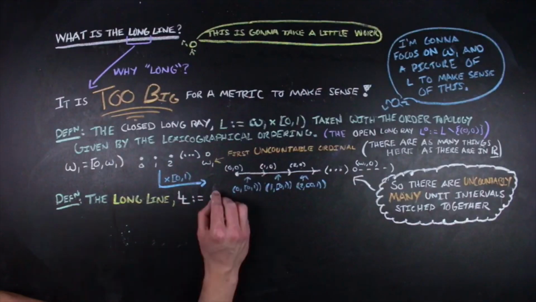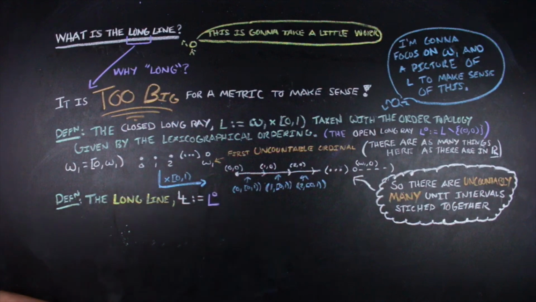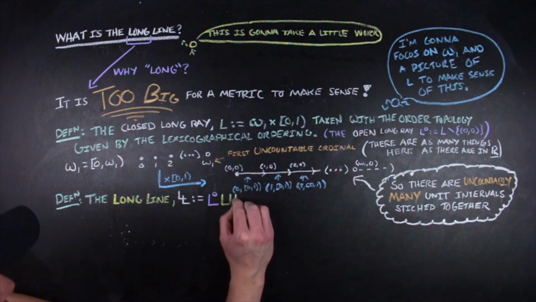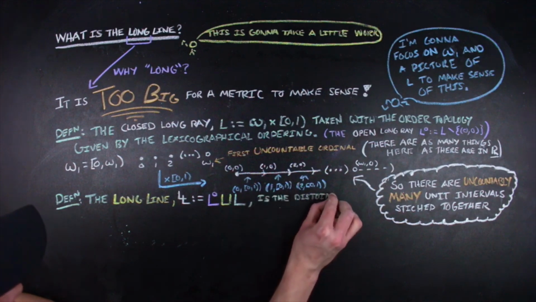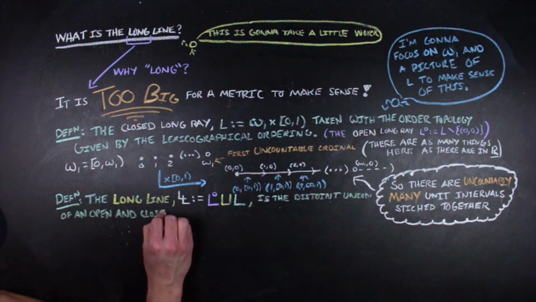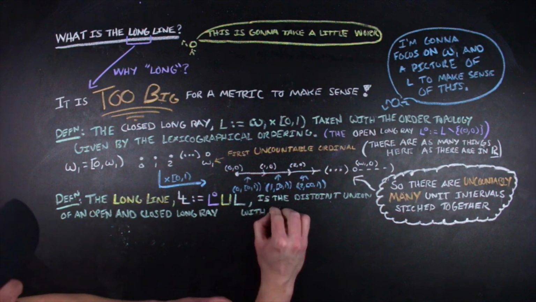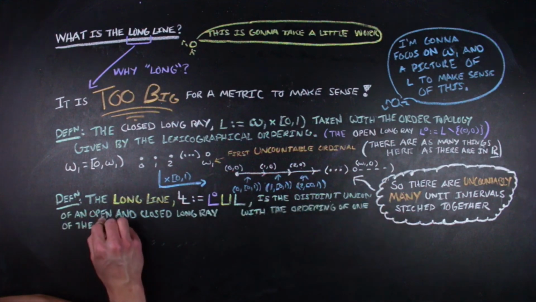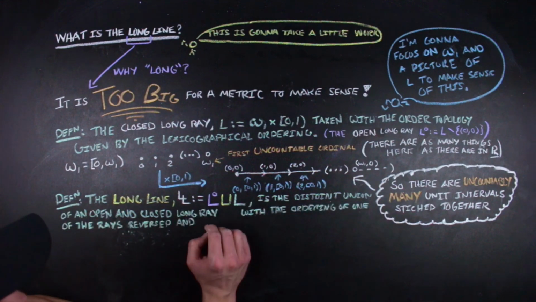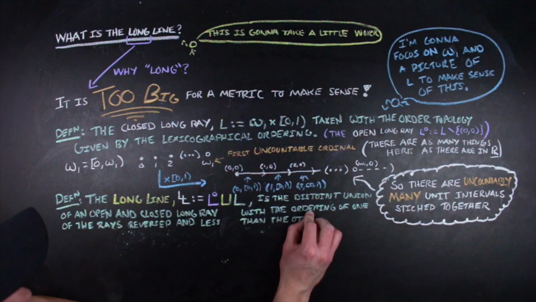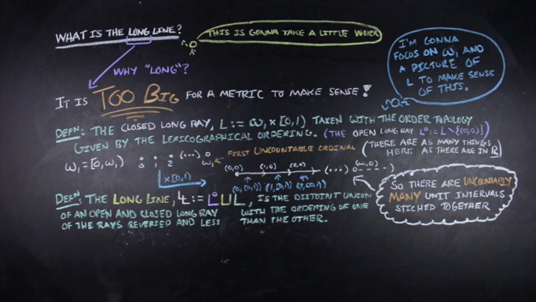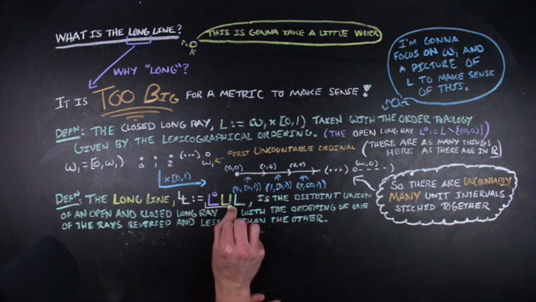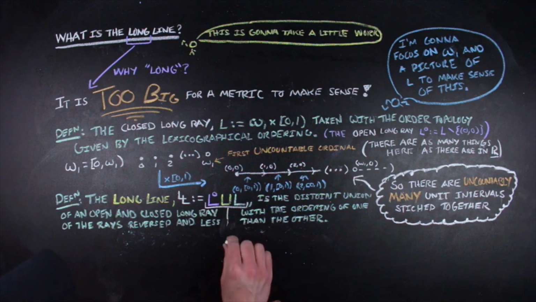So the long line is equal to the disjoint union of an open long ray and a closed long ray, where the ordering on one of the long rays is reversed and the points on the reversed long ray are all less than the normally oriented long ray. That square union thing is important here. That's the symbol for disjoint union. And there are other ways to denote a disjoint union, but I'm just going to use this one.